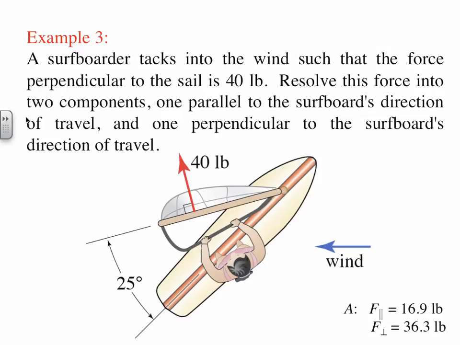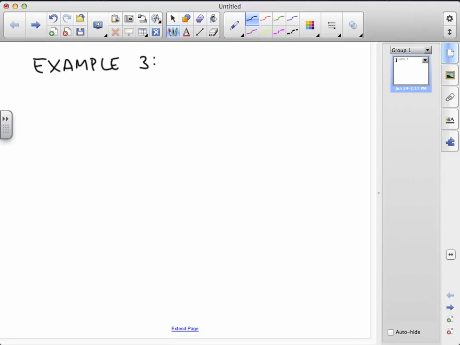As a final example, we have a problem involving a surfboarder tacking into wind such that the force perpendicular to the sail is 40 pounds. We want to resolve this force into two components, one parallel to the surfboard's direction of travel and one perpendicular to its direction of travel. In this case, we'll begin by sketching one orthogonal coordinate system that is parallel and perpendicular to the direction of the surfboard's travel.